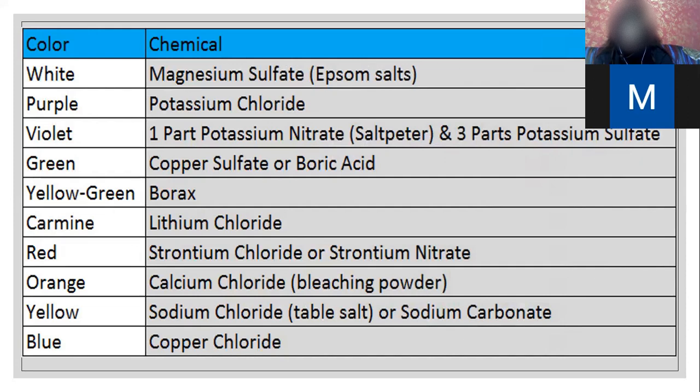Here are some more examples. Here are the colors, and these are the chemicals which are used to produce these colors. When we need a white color, magnesium sulfate. Purple, potassium chloride. Violet, one part potassium nitrate, the other name for which is saltpeter, and the third part is potassium sulfate. Green, copper sulfate or boric acid. Yellow or green, borax. Carmine, lithium chloride. Red, strontium chloride. Orange, calcium chloride. Yellow, sodium chloride or sodium carbonate. Blue, copper chloride.